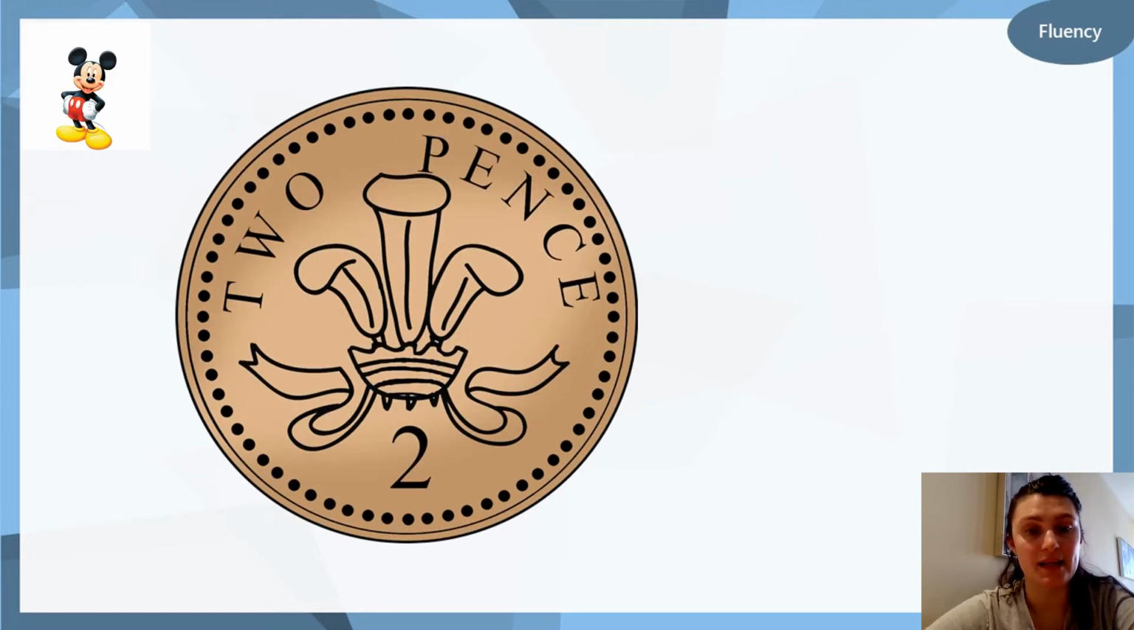Our next coin is the 2 pence. We can also call this 2p. Remember, p is short for pence. What shape is it? What colour is it? And what picture does it have on it? Talk to a grown-up at home about these. You don't need to write them down.